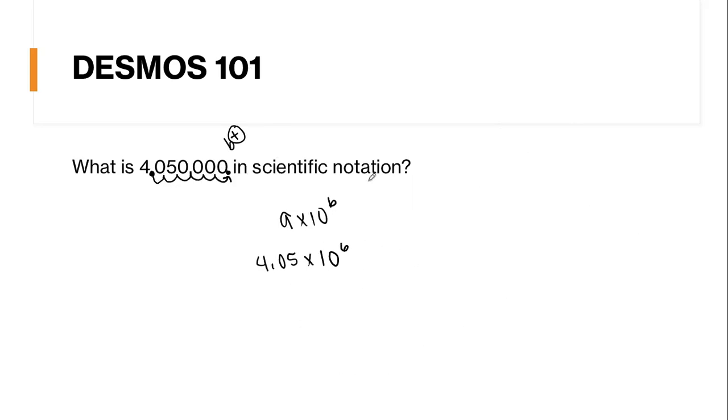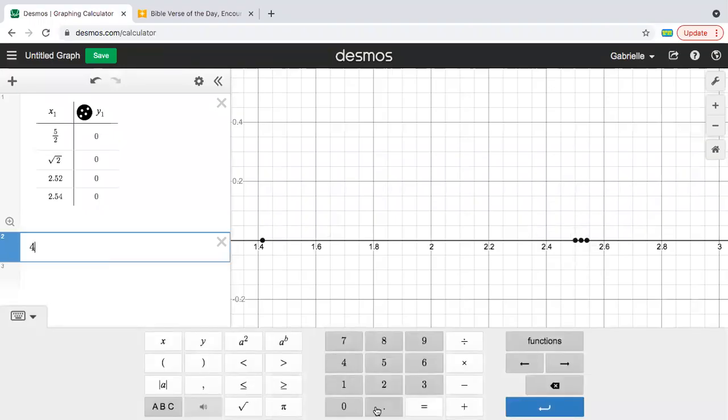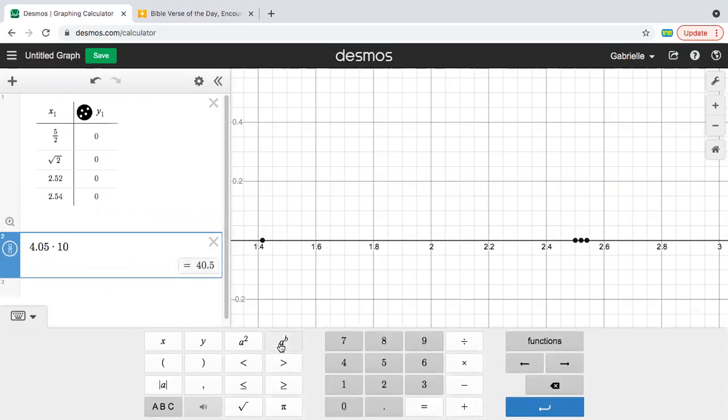How can I check that on Desmos? Well, type that in. So when I type in 4.05 times 10 to the power of 6, that gives me my original number. So I know I was correct. Gucci. All right, let's keep looking.